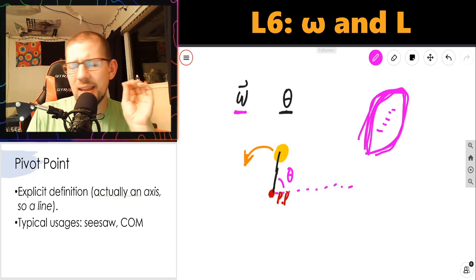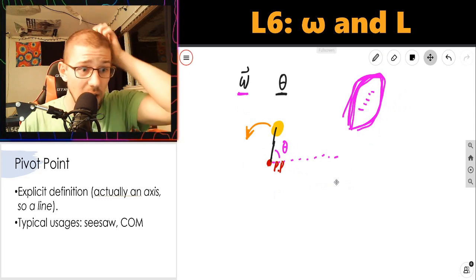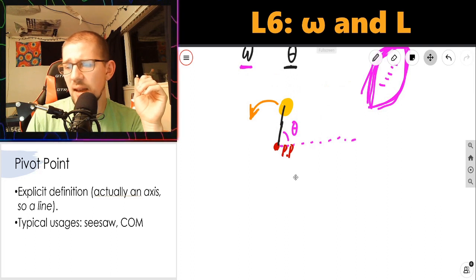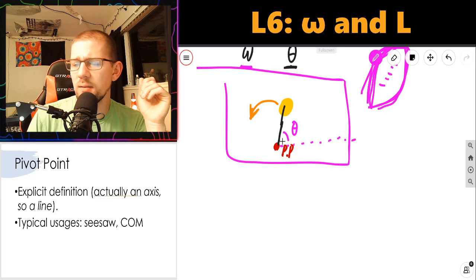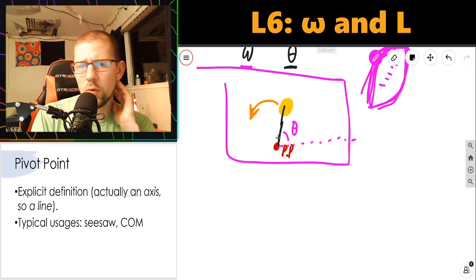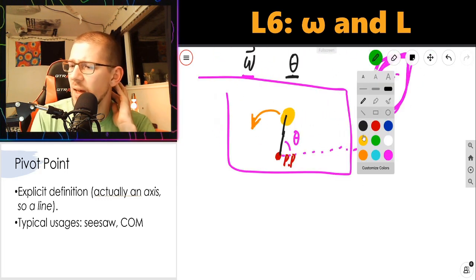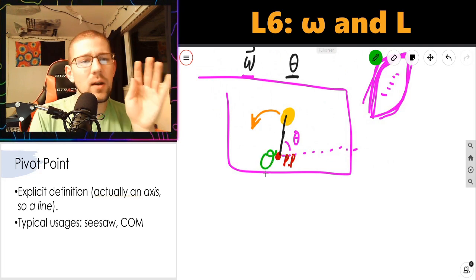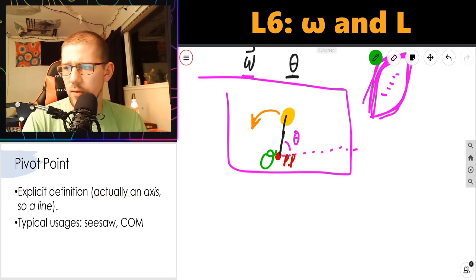The other thing I wanted to dig in on here is this notion of pivot point, because I think it throws a lot of people for a loop, especially early on. A pivot point is a point in a 2D picture that does not move over the course of the rotation. If I want to get really explicit, a pivot point is just some origin. It doesn't have to be a point that doesn't move, but in our case, it's always going to be a point that does not move over the course of rotation.